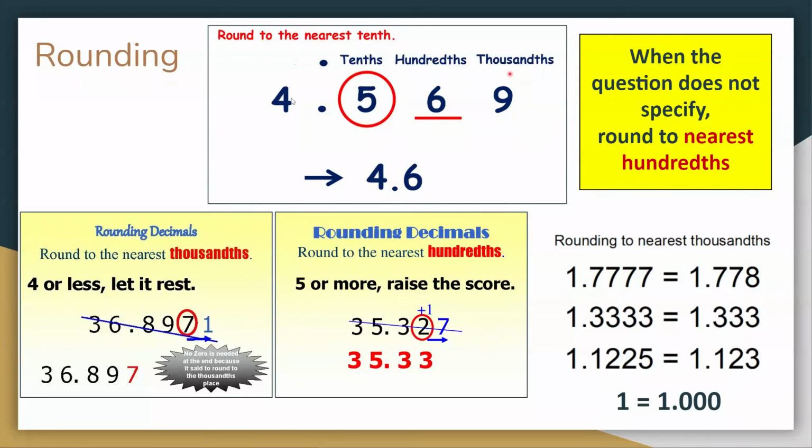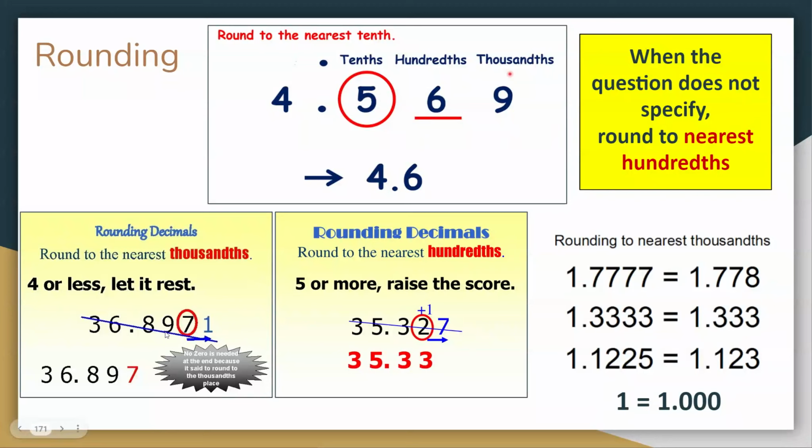For instance, if I were to round 4.569 to the nearest tenth, instead of just writing it as 4.5, I would write it as 4.6 because the number to the right of the 5 is 5 or more. So I'm going to add a +1, so it's going to be 4.6. If the number to the right was less than 5, or 4 or less, then I would just leave this as 4.5.